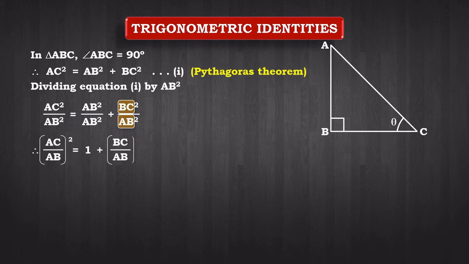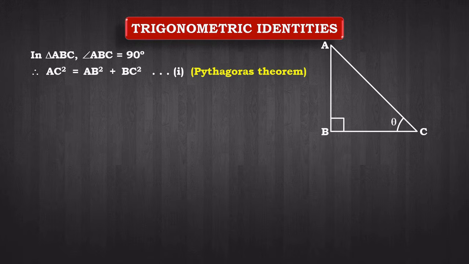Now replace these ratios with their trigonometric values. Since AC divided by AB is cosecant theta and BC divided by AB is cotangent theta, we get cosecant squared theta is equal to 1 plus cotangent squared theta. This is the second fundamental trigonometric identity. It is very useful for simplifying trigonometric expressions and solving a variety of trigonometry problems.